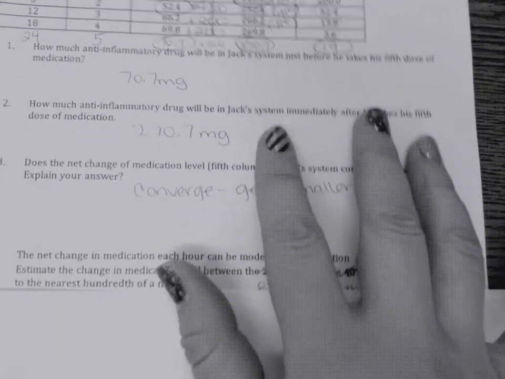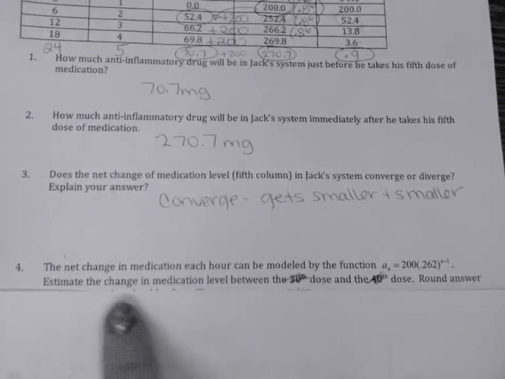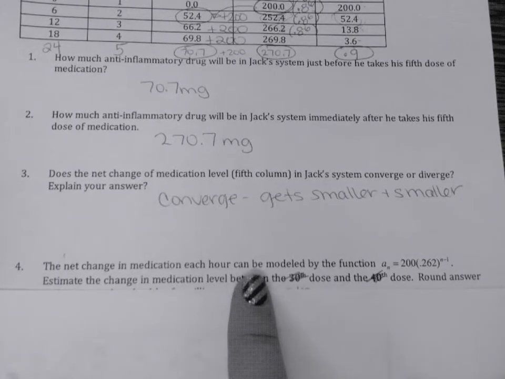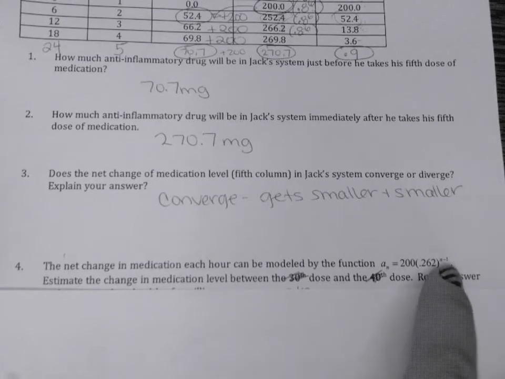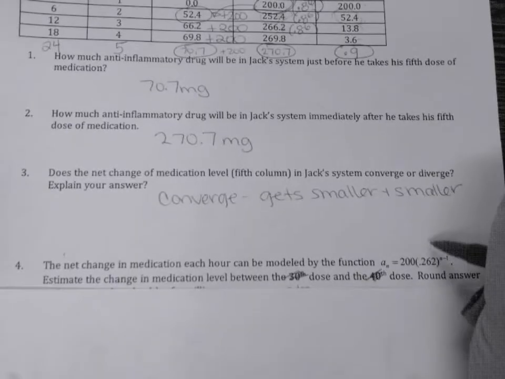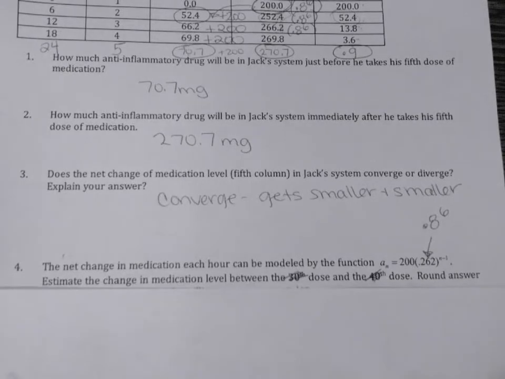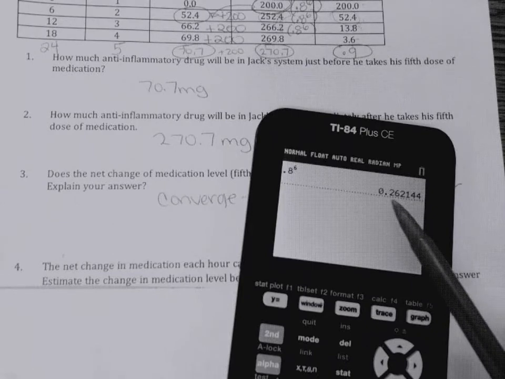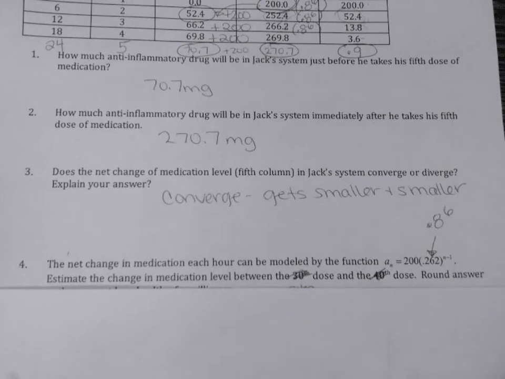I want you to change question number 4 a little bit. So it says the net change in medication each hour can be modeled by this function: 200 times 0.262 to the n minus 1 power. Well, if you don't recognize this 0.262, that's just 0.8 to the 6th. I'll show you on my calculator, but 0.8 raised to the 6th power, they've just rounded that to 0.262. So they're just using the rate R of 0.262 for rounding purposes.